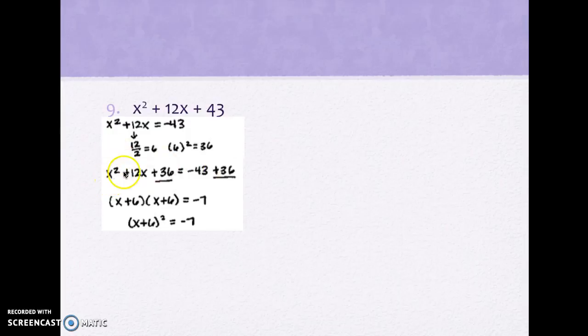So we have x squared plus 12x plus 36 equals negative 43 plus 36, because we added that 36 to both sides. Now, when we simplify it, we notice that we get a perfect square, 36. So the square root of 36 is 6, and we notice that 6 plus 6 equals 12. So it satisfies both b and c. So we get x plus 6 times x plus 6 equals negative 7.